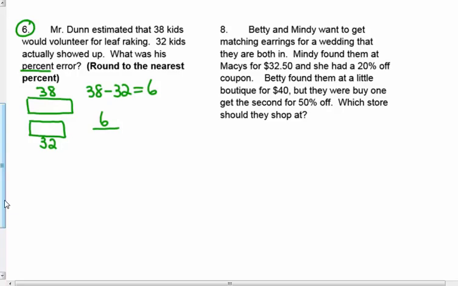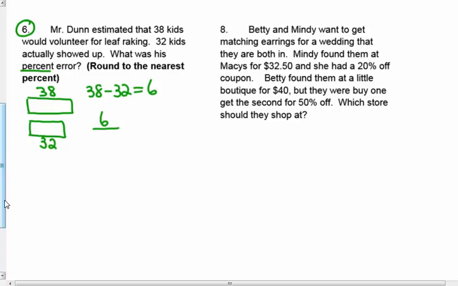Number 8. Betty and Mindy want to get matching earrings for a wedding that they are both in. Mindy found them at Macy's for $32.50, and she had a 20% off coupon. Betty found them at a little boutique for $40, but they were buy one, get the second one for 50% off. So buy one, get one for 50% off. Which store should they shop at?